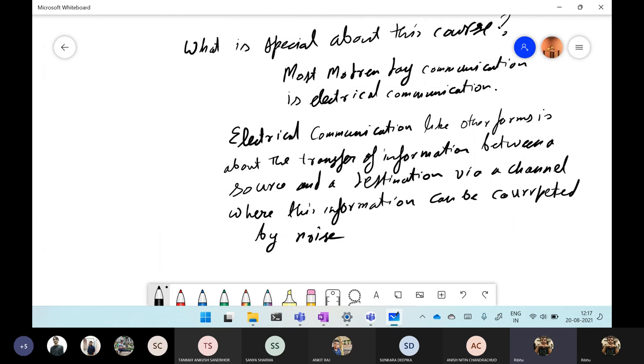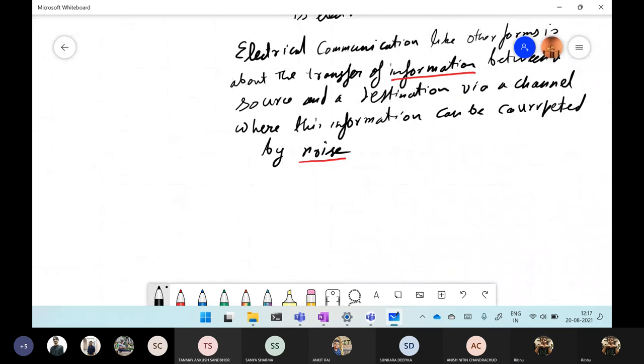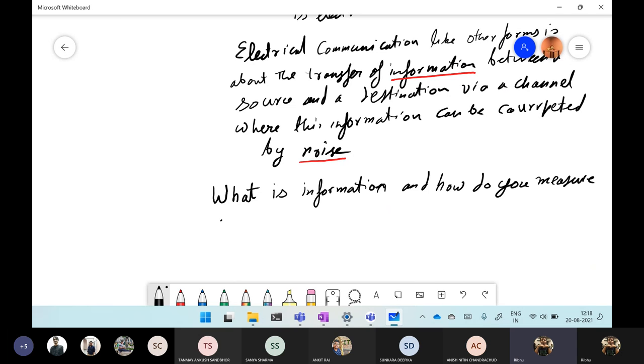So here we have actually kind of defined what a source and destination are, but there are two more keywords here that I would like you to know. So I'll underline that. One is information and the other is noise. So we have been talking about information since we started this discussion today, but the question there is: what is information, and how do you measure it?